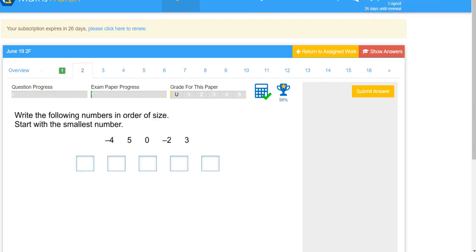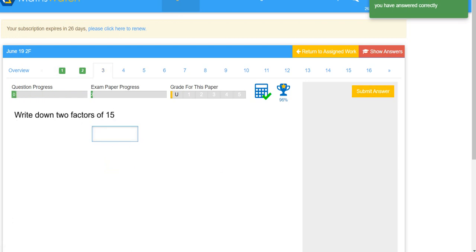We want to put these in order of size. So -4, -2, 0, 3, and 5. These first questions are just simple numeracy. 2 factors of 15 is loads of them. Could be 1, could be 3, could be 5, could be 15. You choose.